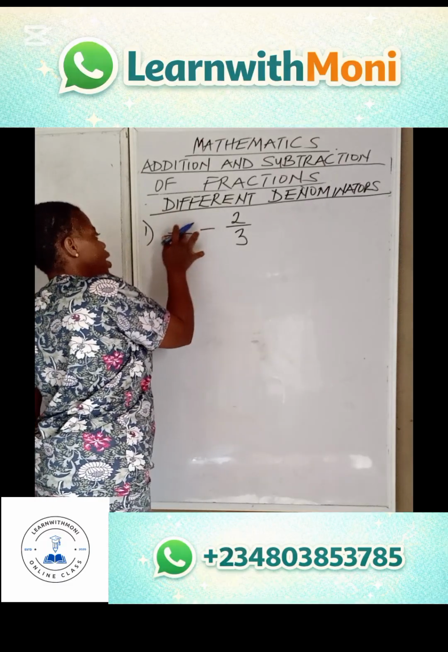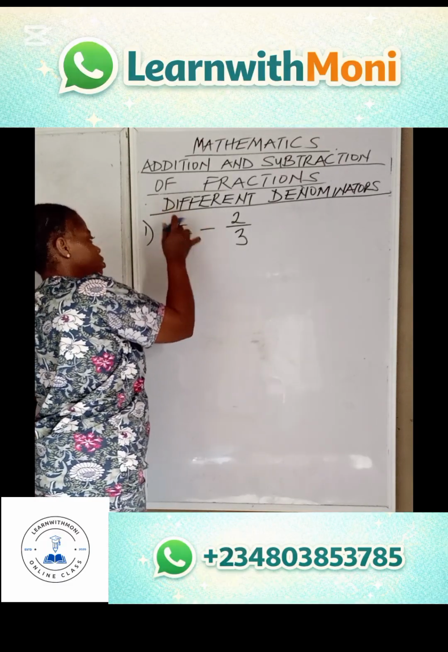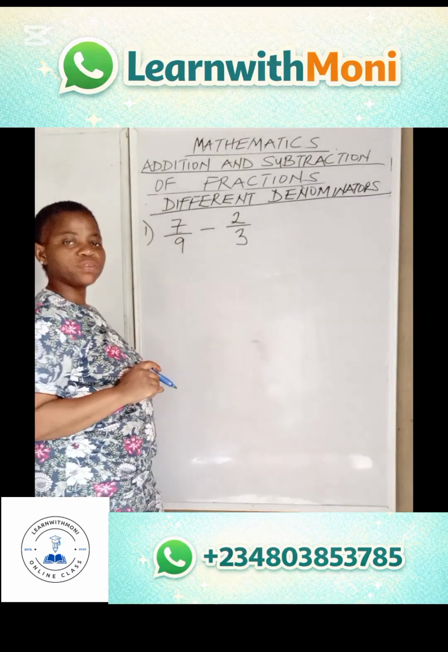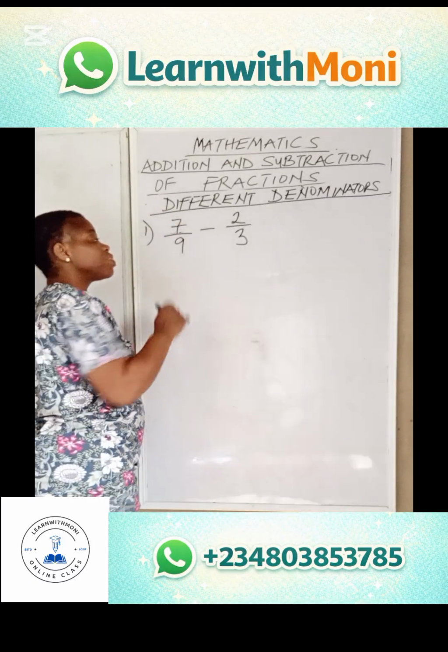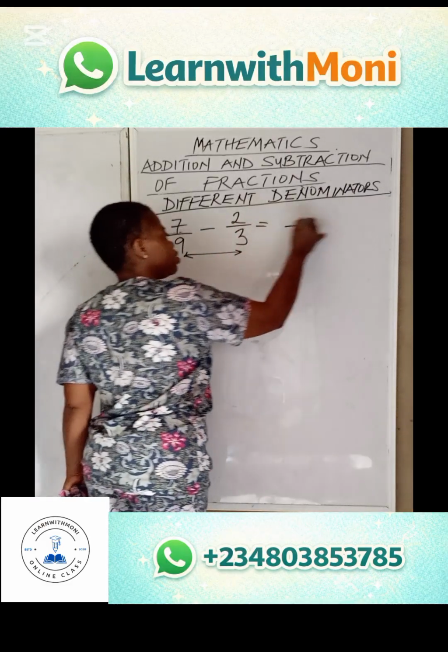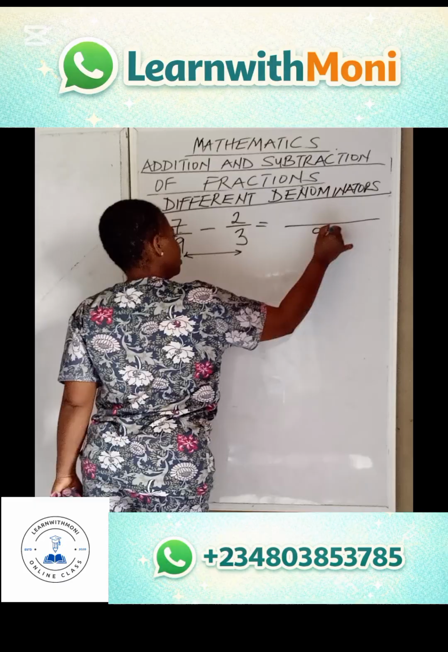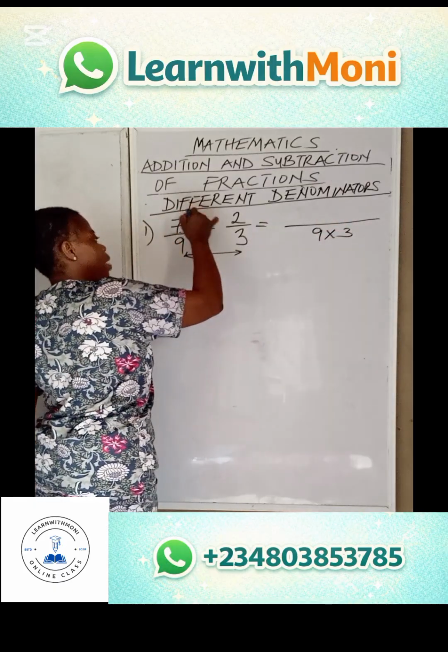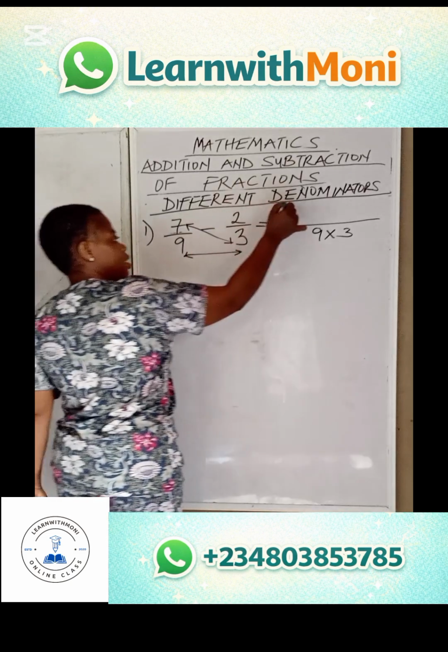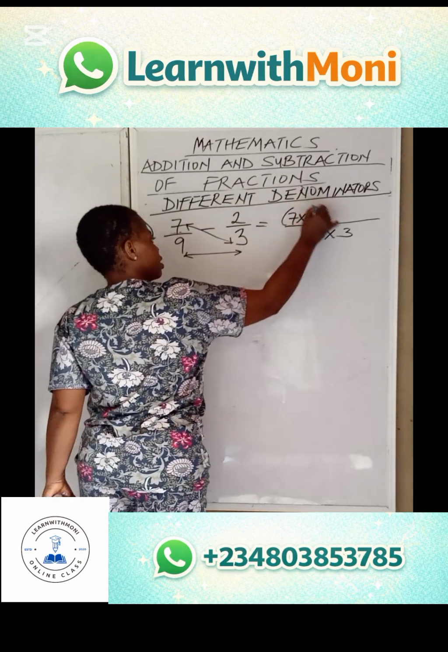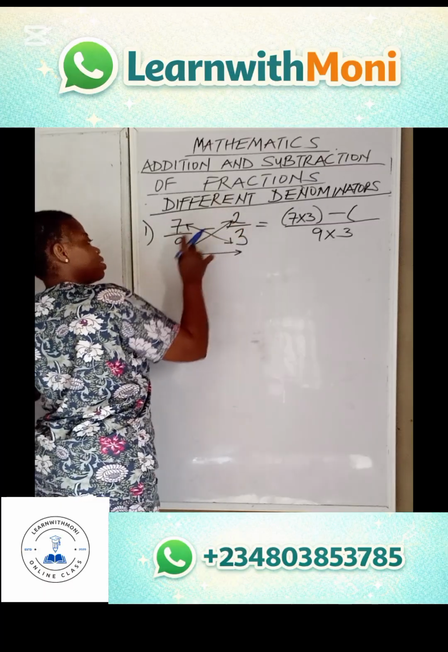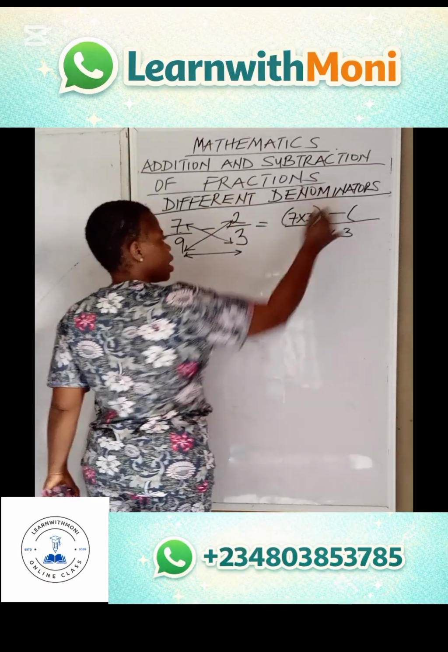Okay, let me change this to 7 over 9. There is a reason for that. 7 over 9 minus 2 over 3. The first method that we use is the lazy guy method. Direct multiplication of the denominators, that is 9 times 3. Then my left hand side, the diagonal to my left, that is 7 times 3, minus my right diagonal, that is 9 times 2 or 2 times 9.